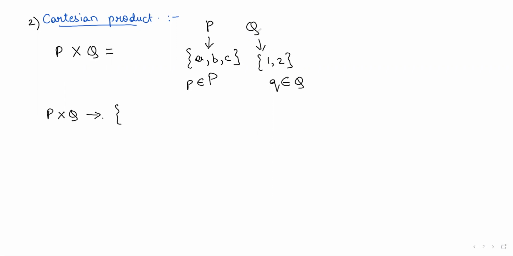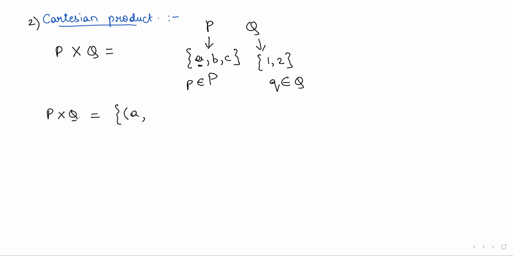P is a set and Q is a set. P cross Q is also a set. So the elements of P cross Q will be in curly braces. Now P cross Q means the ordered pairs. Cartesian product means the ordered pairs from P to Q. From P to Q means the first value in an ordered pair will always belong to P. Let's consider A.